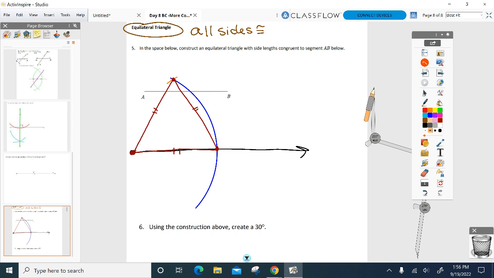Number 6. 30-degree angle. Not 29, not 31. 30, exactly. A 30-degree angle, no protractor allowed. How are we going to do that? And I got to use the one we just did. I got to use this construction above, not a new one.